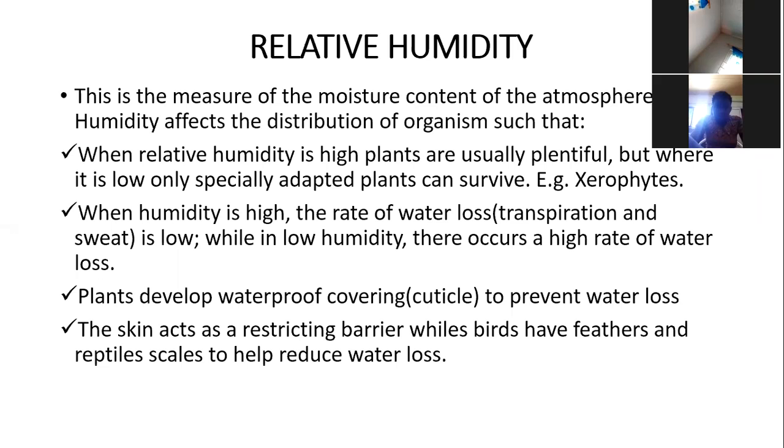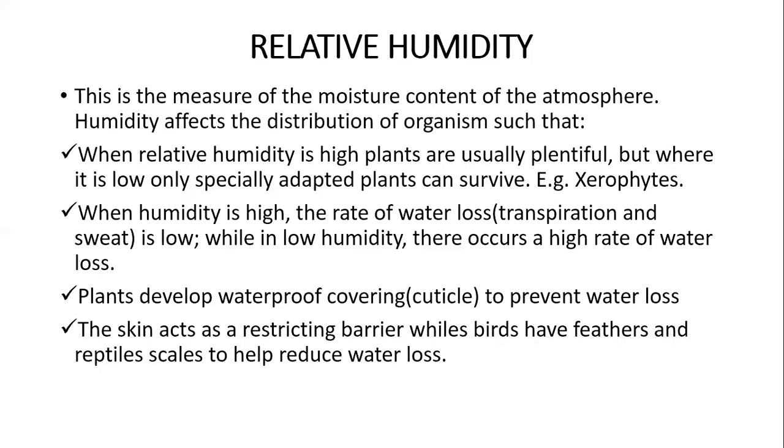Examples are xerophytes. These are plants that survive in dry conditions, for example in the desert. Examples of these xerophytes include the cactus. They survive under dry conditions. So when you are living in a place where conditions are very dry, only these plants adapt themselves to the situations there and survive. So when you are living in a place that is very dry, you can say the relative humidity around you is very low.